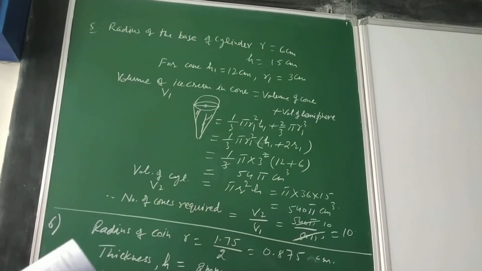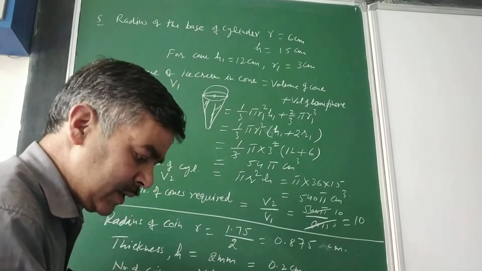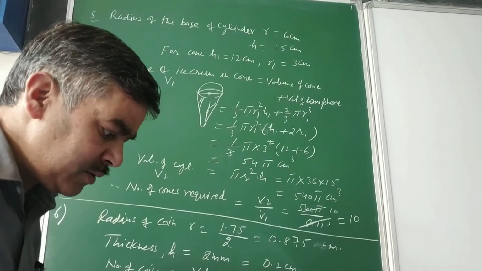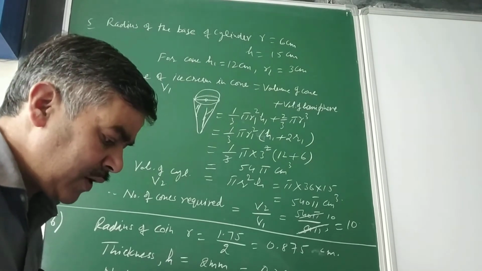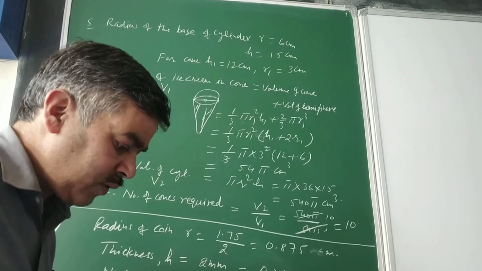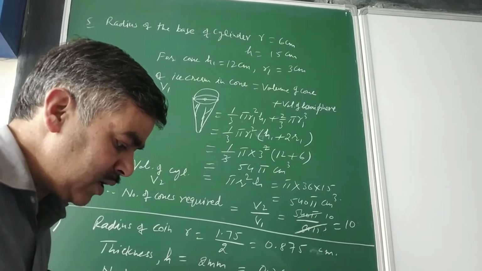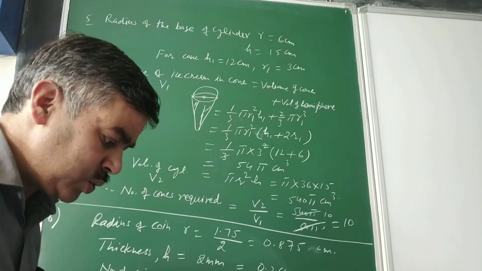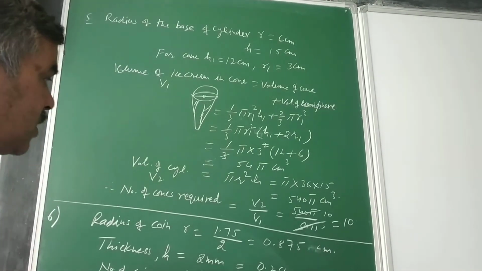Then there is a container shaped like a right circular cylinder having diameter 12 cm, height 15 cm, is full of ice cream. The ice cream is to be filled in cones of height 12 cm and diameter 6 cm having a hemispherical shape on the top. Find the number of such cones which can be filled with the ice cream.